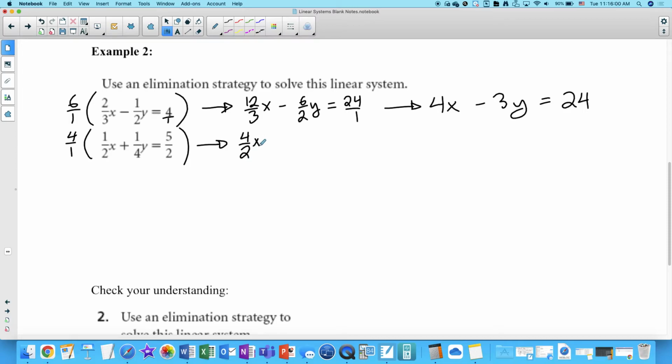Now in this case, for the second one, 4 over 1 times 1/2 is 4 over 2, so 4 over 2x. 4 over 1 times 1 over 4 is 4 over 4, 4 over 4y equals, and then 4 over 1 times 5 over 2, so 4 times 5 is 20, over 1 times 2 is 2. And then the same thing happens. We end up with 4 over 2 is 2x, 4 over 4 is 1y, so plus y, equals, this becomes 10. Because this is addition? Yeah.